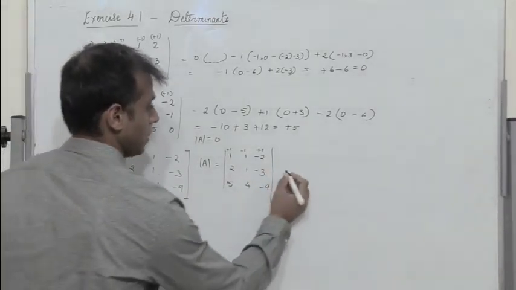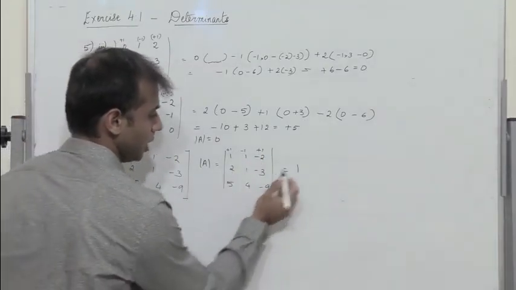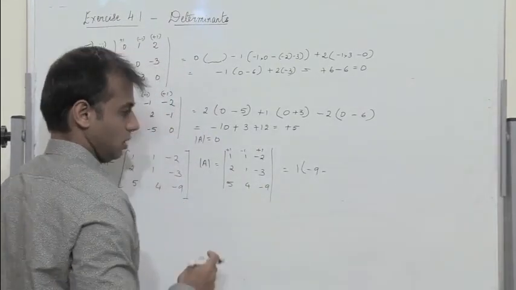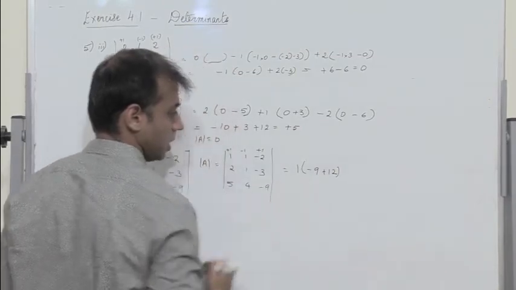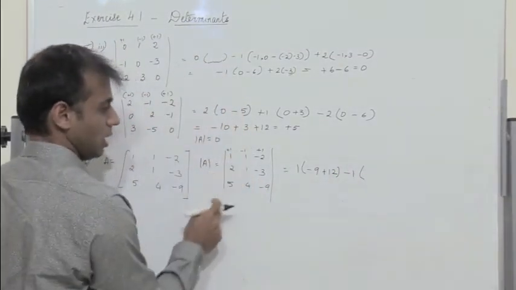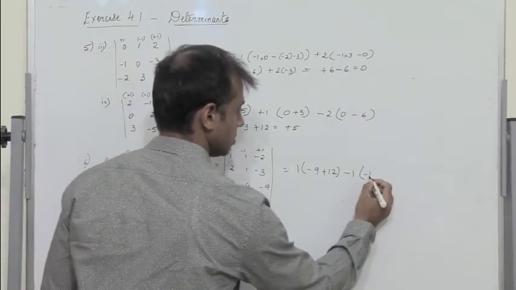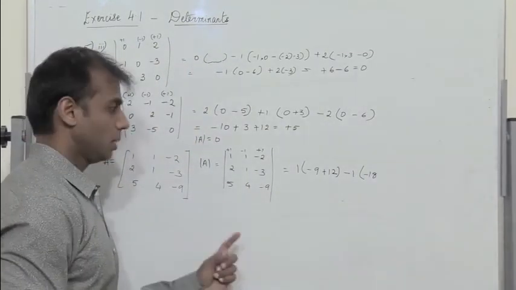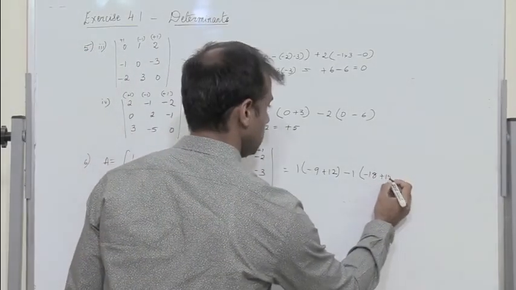So let's see. So I have 1, leaving the first column in the first row. So I have 1 into minus 9 is minus 9, minus 4 into minus 3. So 4 into minus 3 is minus 12, and I have a minus sign here, so that gives me plus 12. Then minus 1 into 1 is minus 1. Leave the second column in the first row. 2 into minus 9 is minus 18. Minus 5 into minus 3. Minus into minus gives me plus, so this is plus 15.